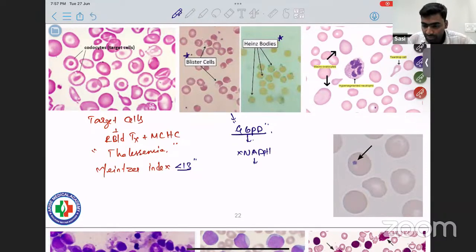To remember microcytic hypochromic anemia, you can use the mnemonic TAIL: sideroblastic anemia, iron deficiency anemia, thalassemia, and anemia of chronic disease. Okay. Next one, if you come to this one, in which you will see hypersegmented neutrophils along with these bodies. What is the name of these bodies? Waiting for the answer.